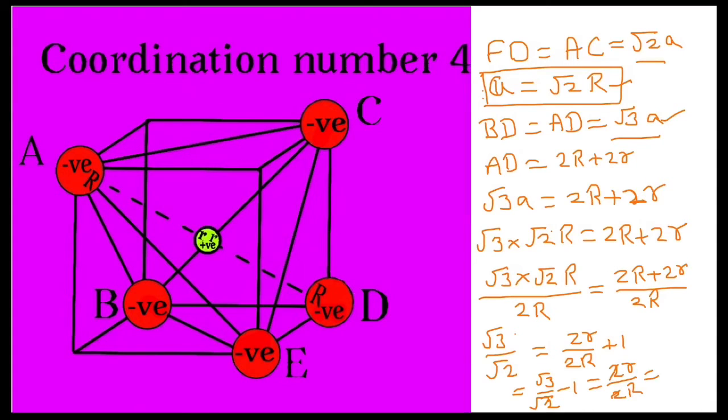Solving this, we get the answer, that is 0.225. So this 0.225 is the radius of the cation to the anion ratio.